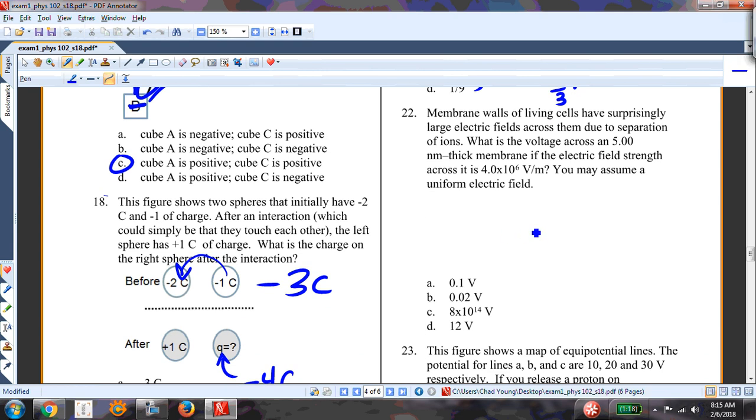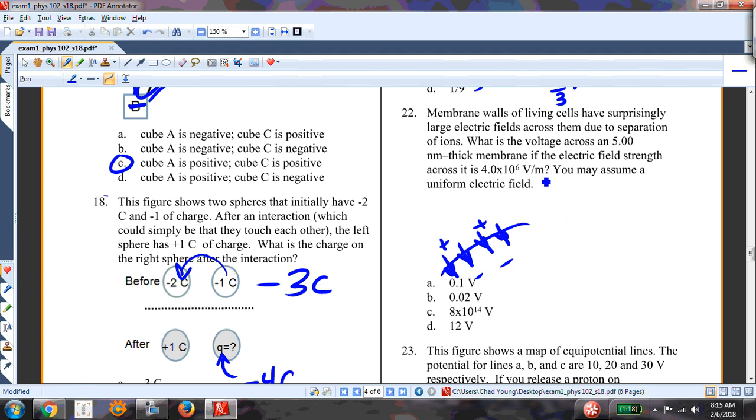Membrane walls of living cells have surprisingly large electric fields across them due to separation of ions. So, here's the wall of the cell. You've got positive charges over here, negative charges over here. And so I have an electric field that goes across that membrane. What is the voltage then if you have this 5 nanometer thick membrane and an electric field strength of 4 times 10 to the 6th volts per meter or newtons per coulomb? Those are the same units.